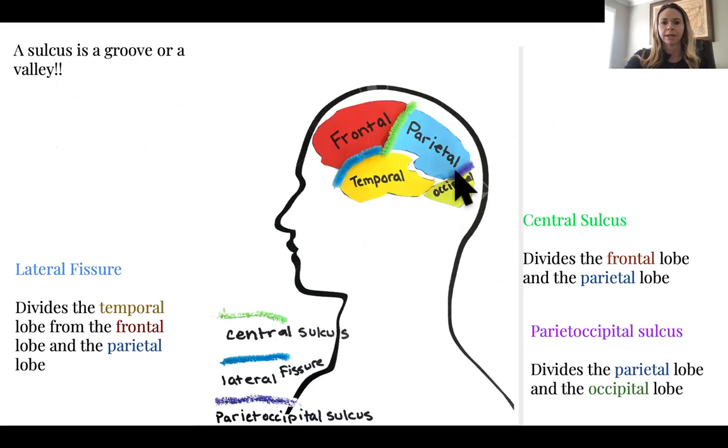Next, I have the parietal occipital sulcus, which divides the parietal lobe from the occipital lobe. And the last is called a lateral fissure, and that divides the temporal lobe from the frontal and the parietal lobe.